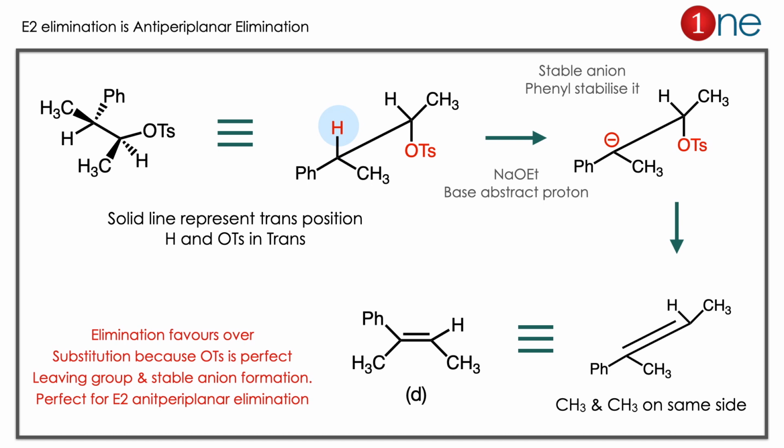Here elimination is favored, not the substitution, because you have a leaving group and the possibility of stable anion formation, because once the anion is formed, it's stabilized by the phenyl group. So the stability of the anion is there. You have the trans eliminating group, which is in anti-periplanar position. So only the elimination is the possibility. So the answer is clearly D there.